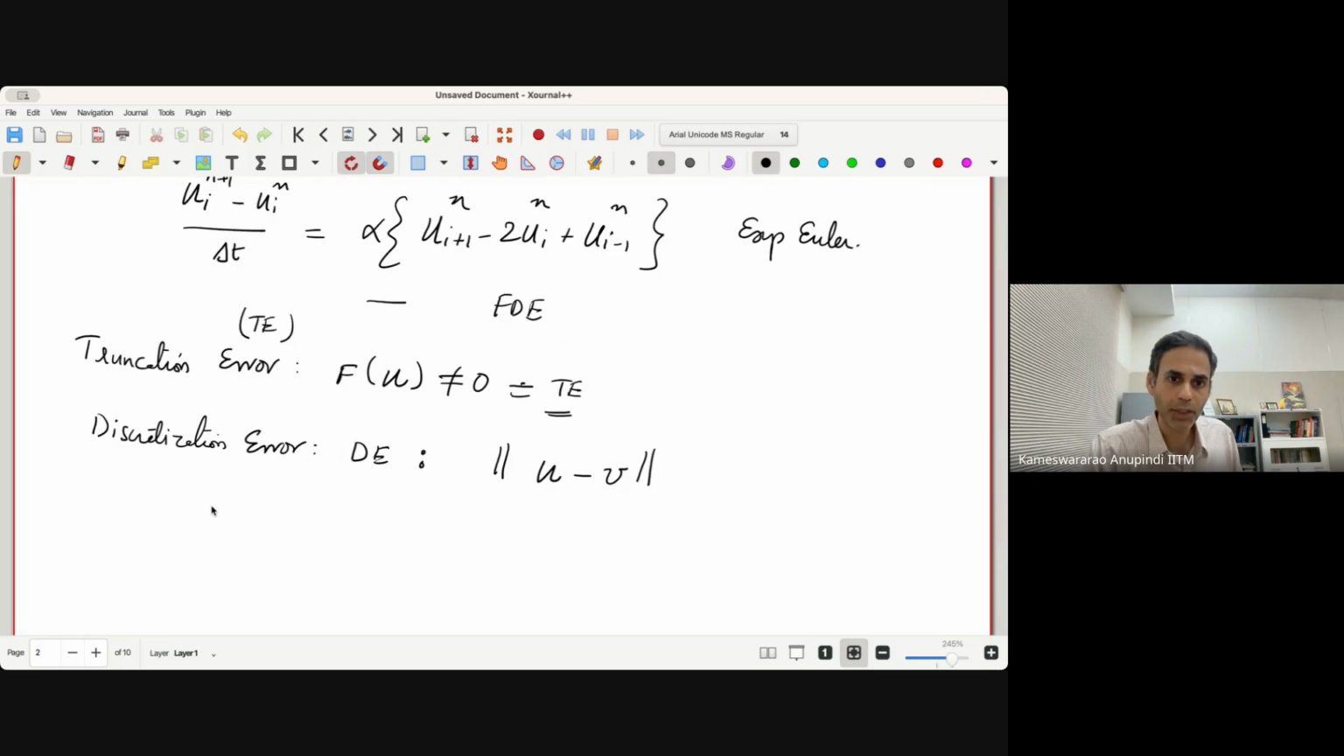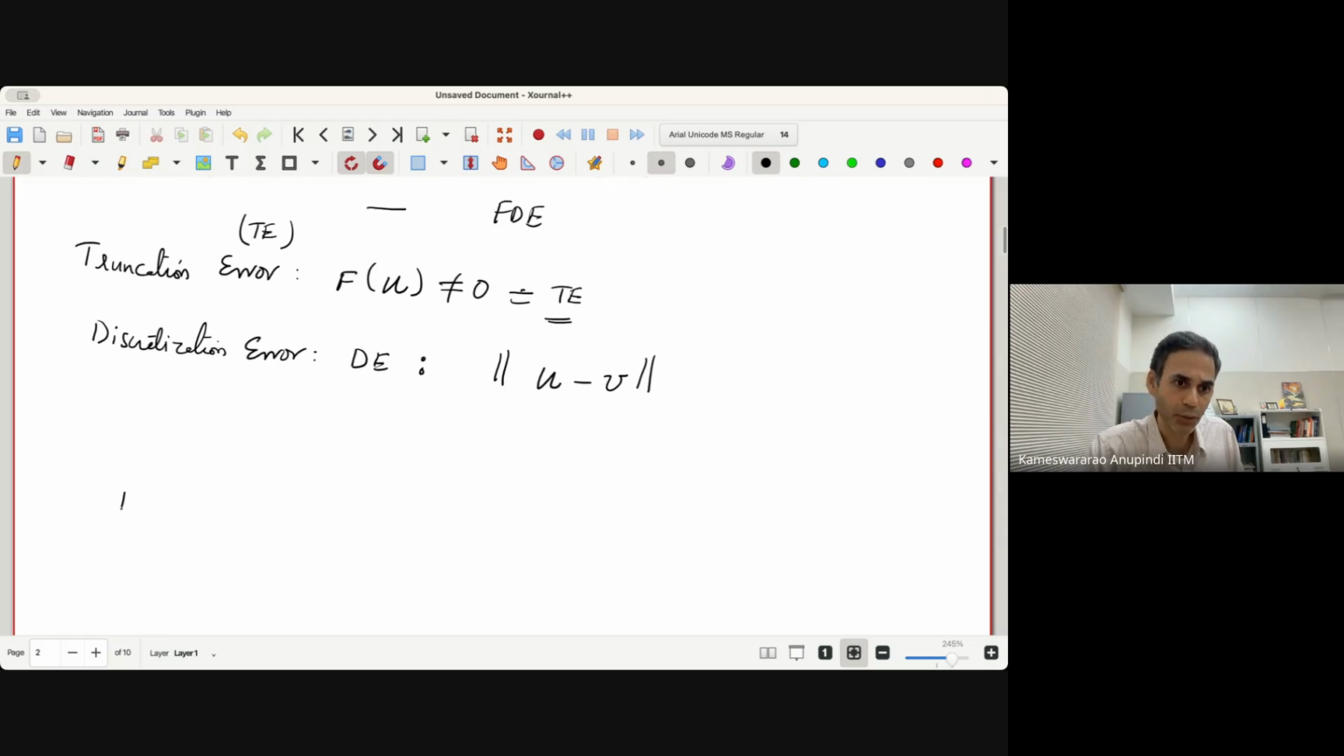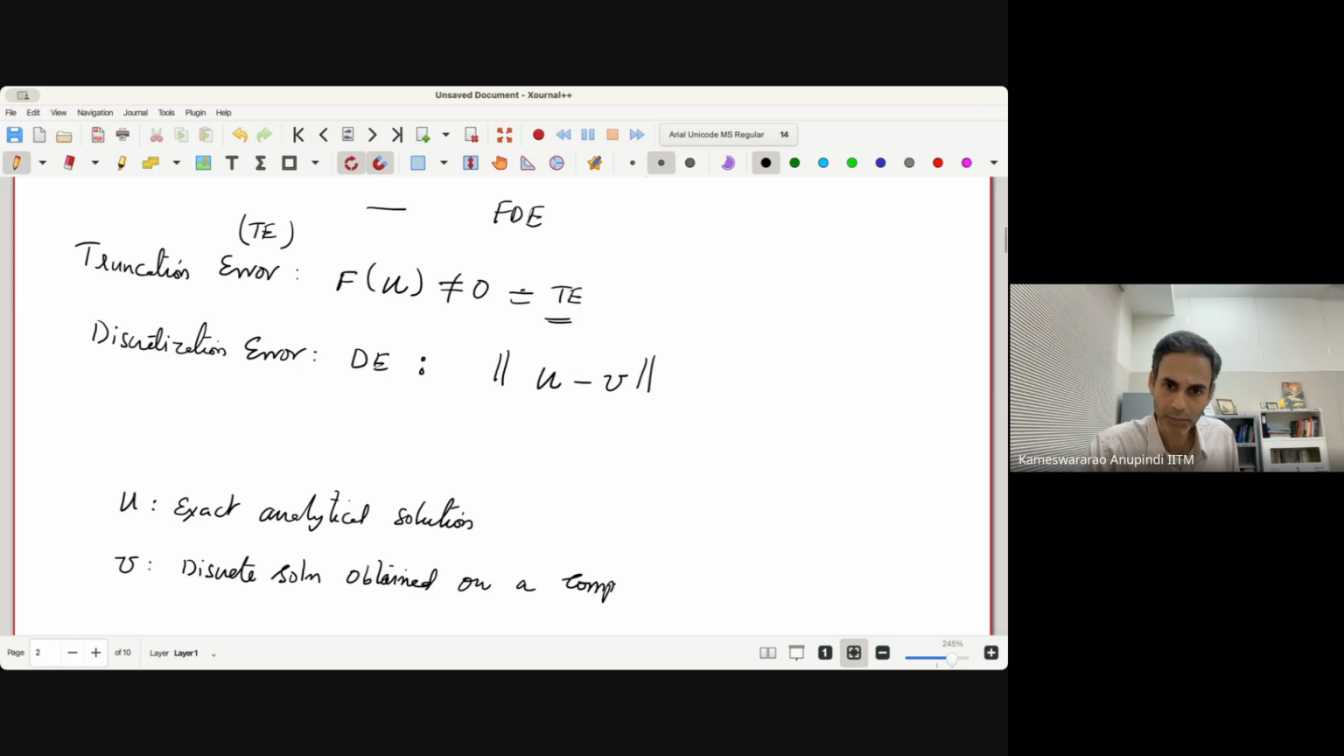So where I can write essentially u is the exact analytical solution, and capital U is the discrete solution obtained on a computer. Okay, so this is what we have.